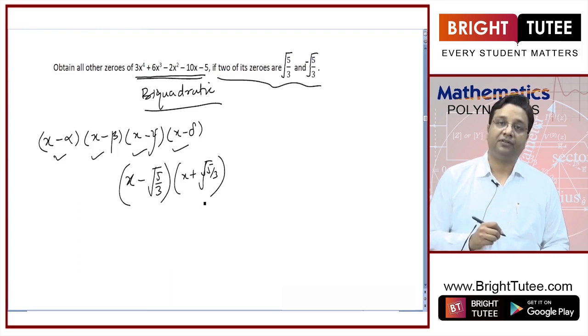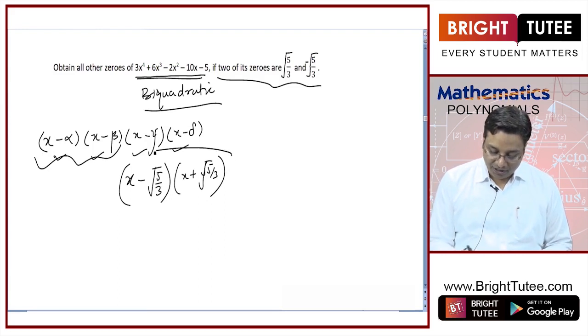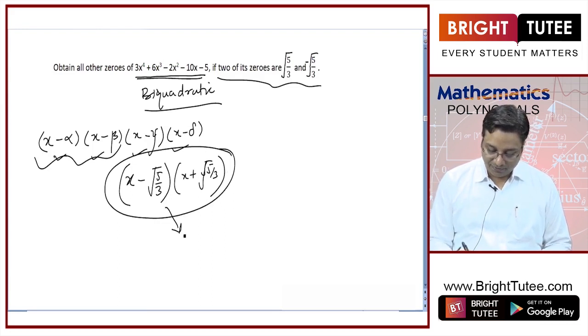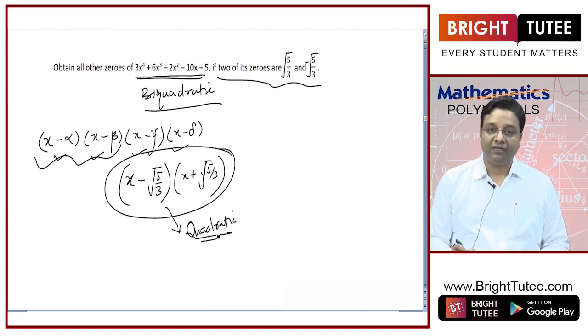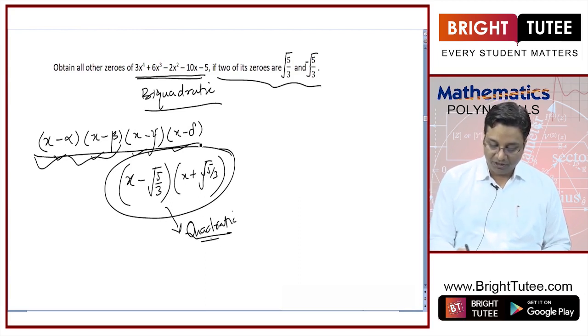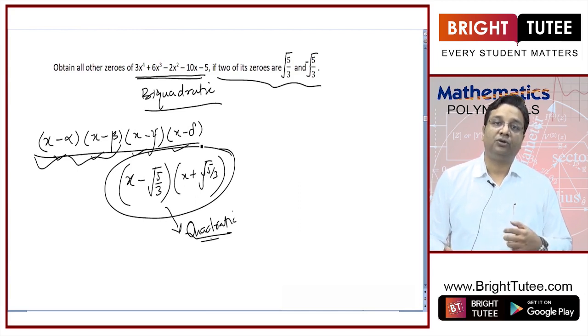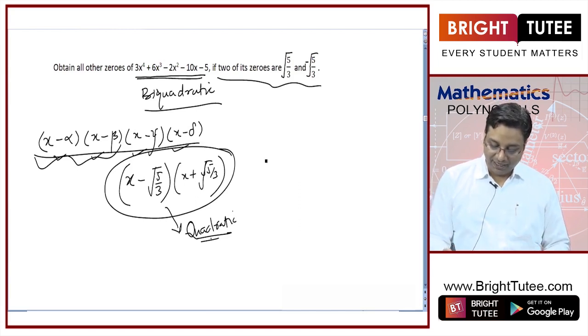These two factors are given already. So I need to find these two factors. Okay, so I can club these two to make a quadratic, right, because this is given, and this quadratic is a factor of this biquadratic, right. So how do I obtain the other factor? By dividing this biquadratic by this quadratic, right.